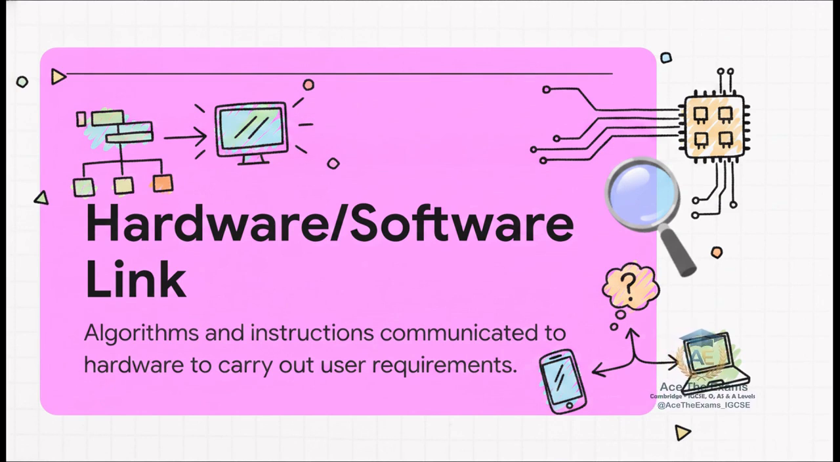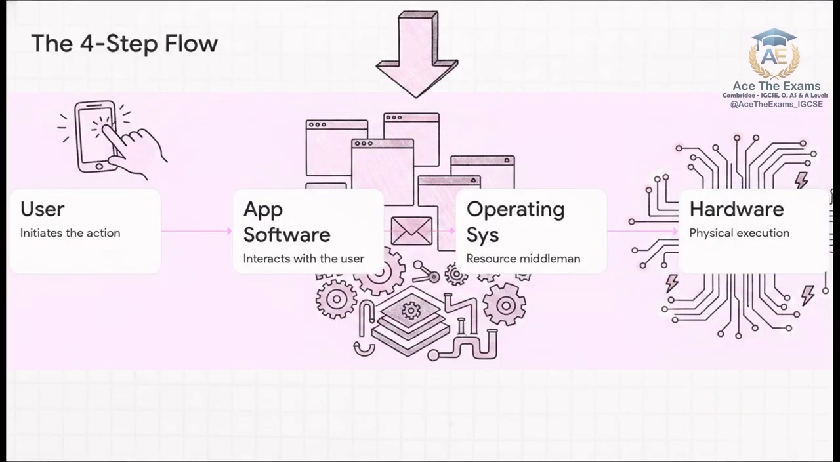Computers put algorithms into action using programming languages. Software isn't just apps. It's a highly structured set of instructions specifically designed to manipulate physical hardware to achieve exactly what the user wants. Let's map out this 4-step flow. It's basically a top-down journey, from a simple tap on a screen down to the actual physical circuitry.